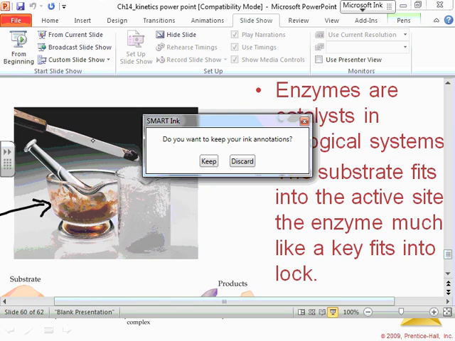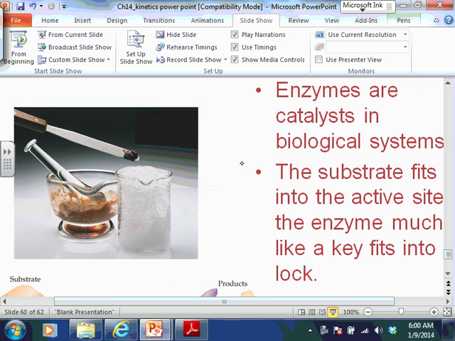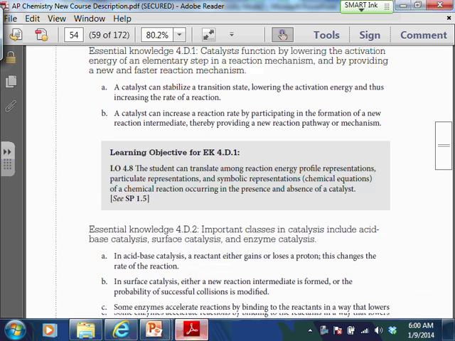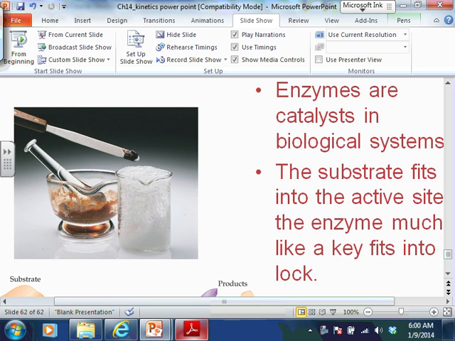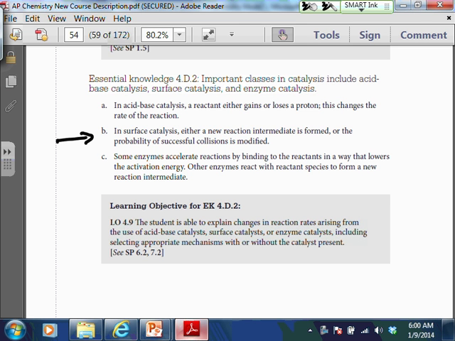Now I do want to show you one other thing on the AP curriculum here. They give 3 different categories of catalysts. Okay, surface catalyst we talked about. Surface catalyst is like a heterogeneous catalyst. That's essentially what that is. So the catalytic converter, and the one that I showed you with the hydrogenation, those are examples of surface catalysts. Okay, enzymes we just talked about.